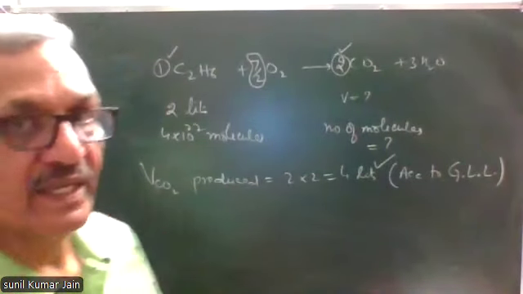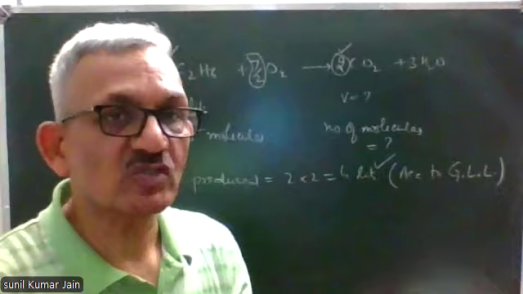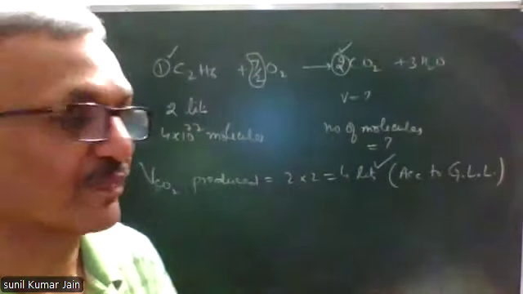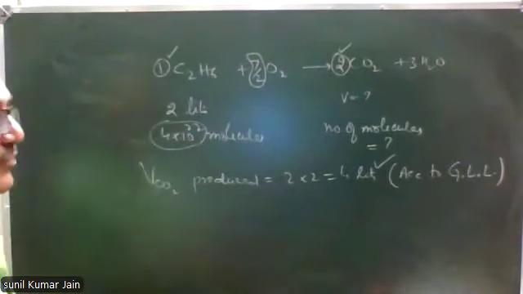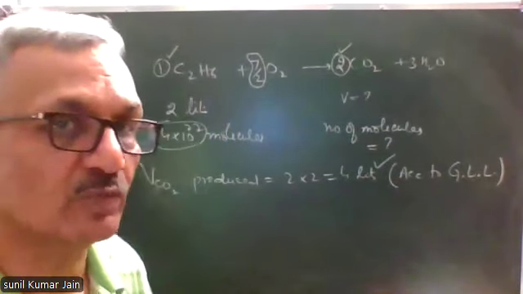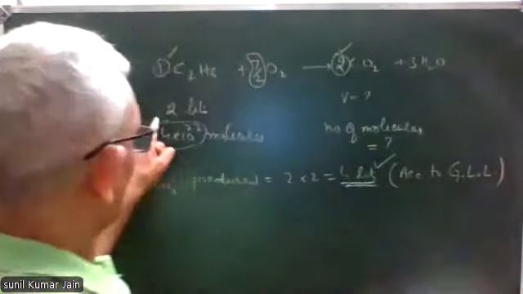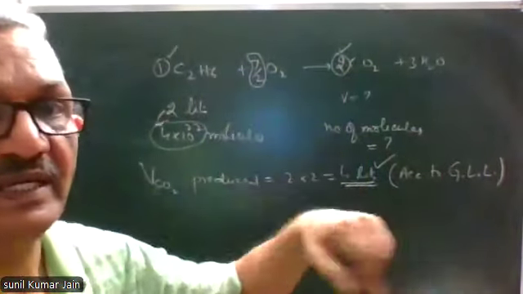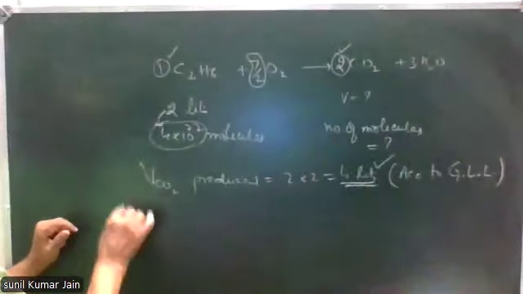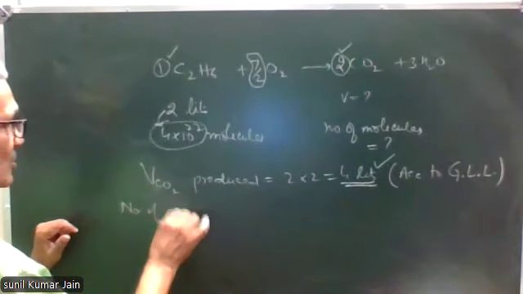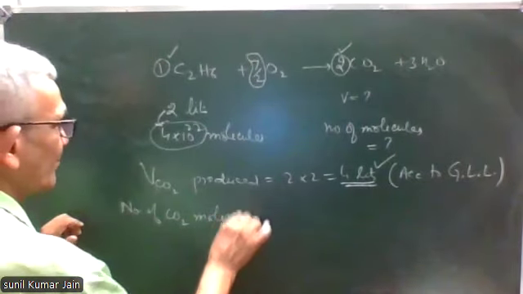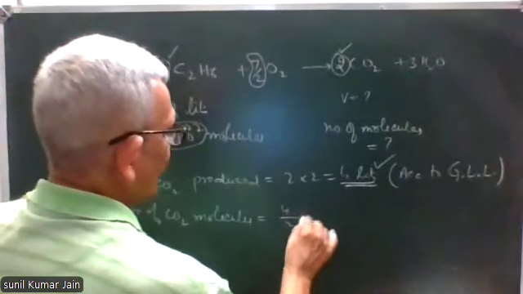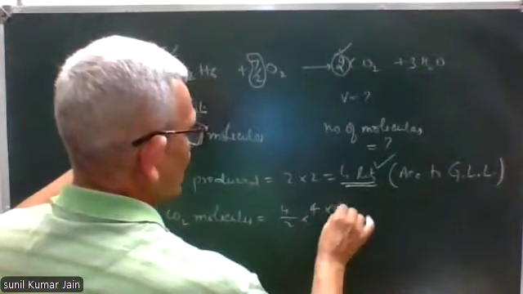Second, now we'll apply Avogadro's law. Avogadro's law says equal volumes at same temperature and pressure contain equal number of molecules. Now 2 liters contains 4 into 10 to the power 22 molecules. It means 2 liters contains so many molecules, then 4 liters of this should contain double. So number of CO2 molecules will be 4 by 2 into 4 into 10 to the power 22.